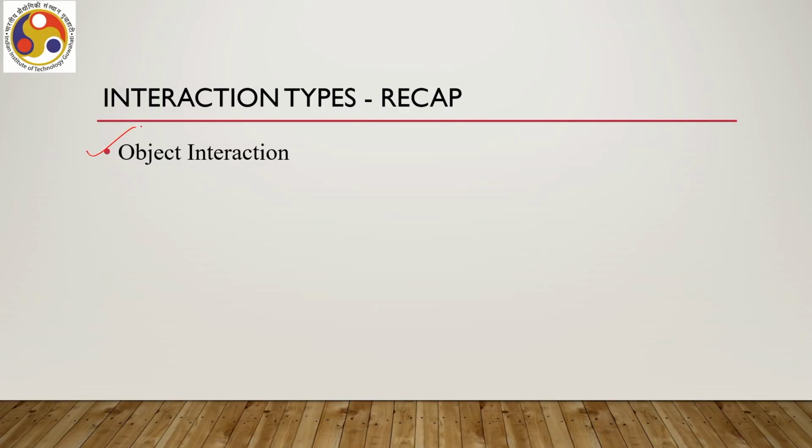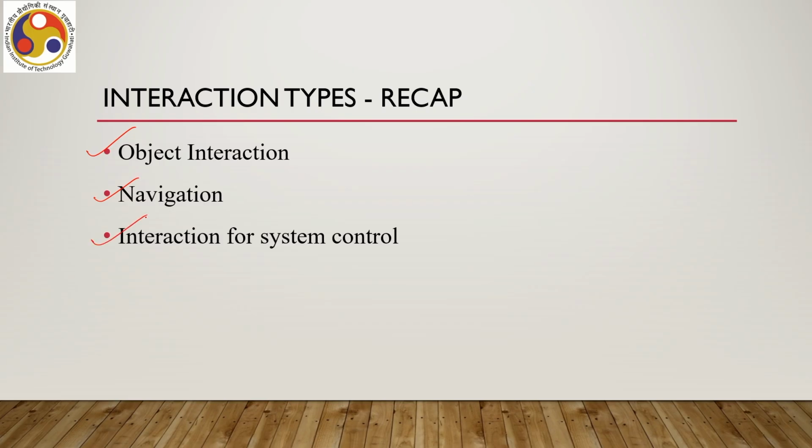Now, what are the interaction types? Just a quick recap: we have object interaction, then navigation, and finally interaction for system control, out of which object interaction is already taken care of in the previous part of the lecture. Remaining are navigation and system control. We are going to cover these two remaining types of interactions in this lecture. So, what are the different navigation techniques that are typically used in any VR setting or immersive setting? Let us have a look at it.